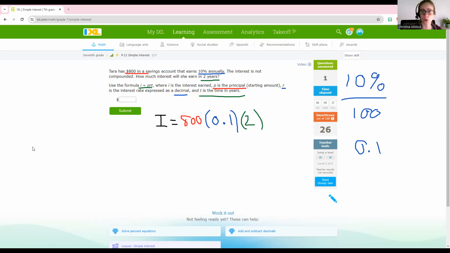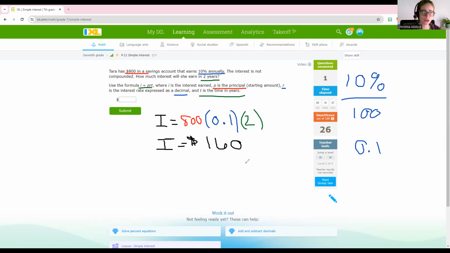All right, at this point, we come to our fourth step of formulas, and that's to simplify and solve. In this case, I just need to simplify. I just need to multiply. So I'm going to be careful to put it into my calculator properly. 800 times 0 and 1/10 times 2, and that gives us an interest of $160.